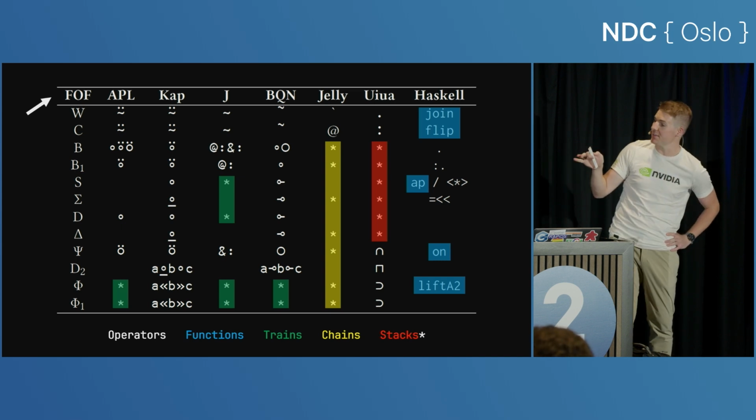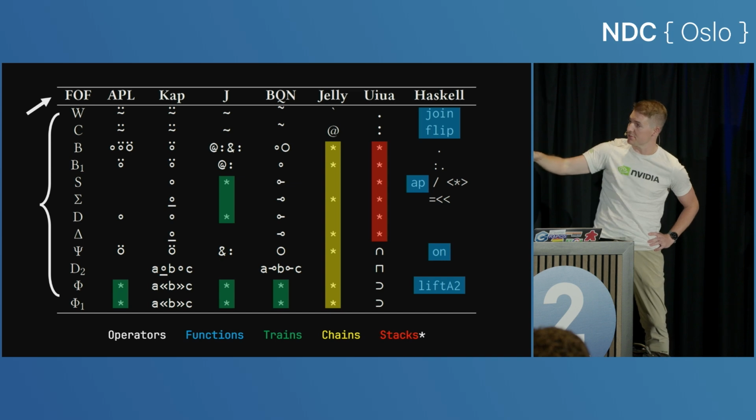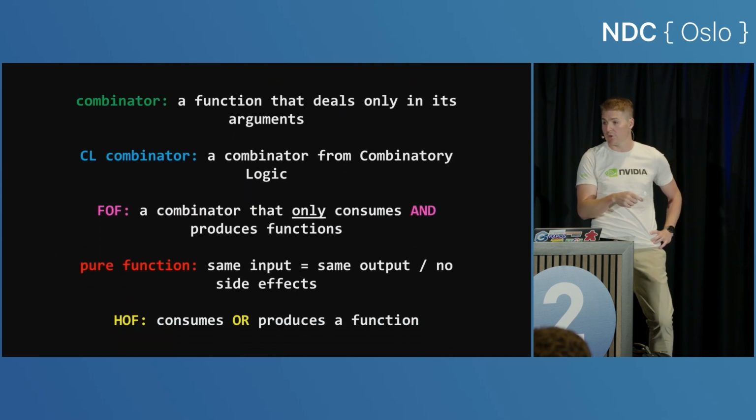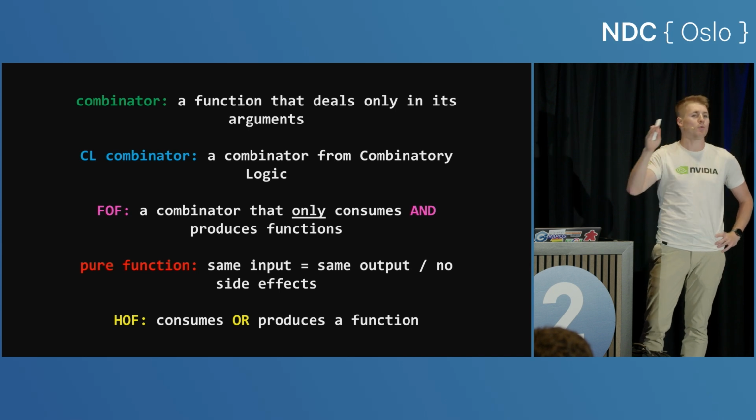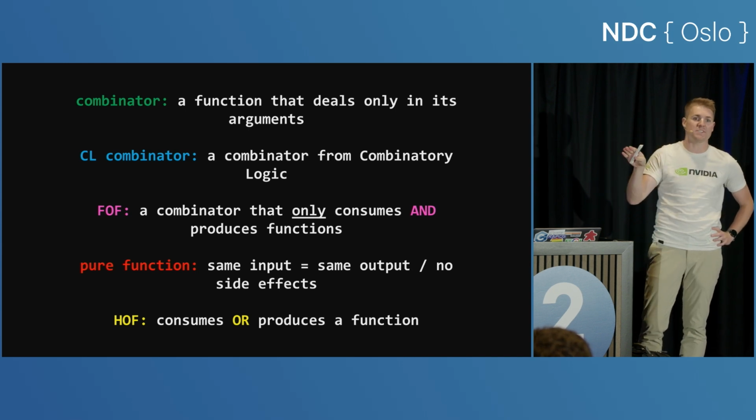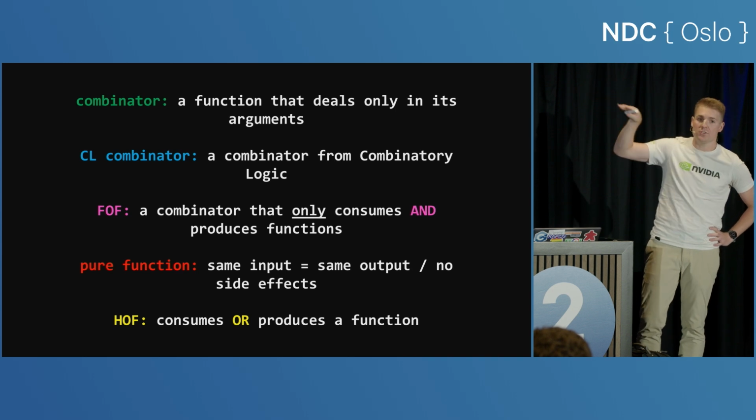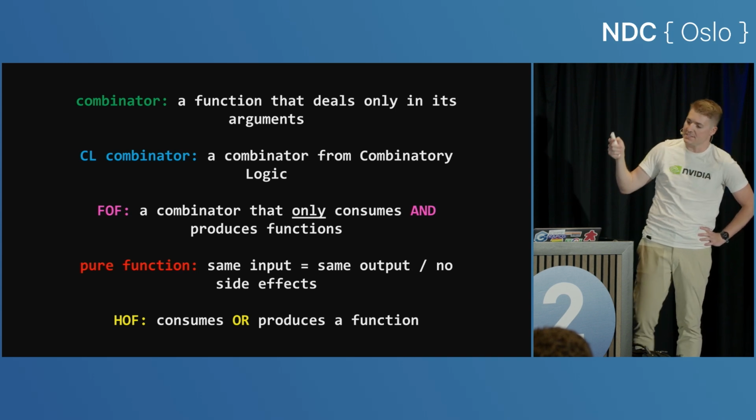But in order to really understand that, we've got to look at a bunch of terms. So these are the terms, these are combinators, and we're going to define that in a sec. And these are the terms that we're going to work through: combinator, combinatory logic combinator, function-only function, pure function, and higher order function. We're going to go through this very fast because it's not entirely necessary to understand the rest of the talk. But if you want to come back to this after the fact and digest it a bit more, I think it's helpful going down the road.